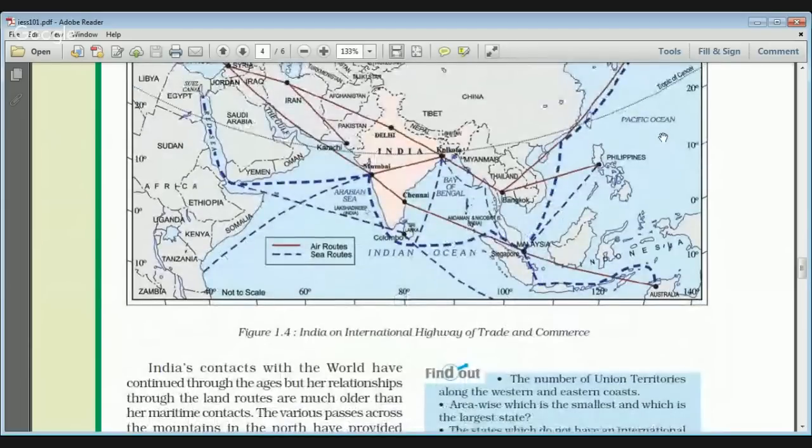This is a map showing India on the international highway of trade and commerce. Here you can see that India is centrally located, and India is in the middle of various trade routes, that is, the trade between Africa, Europe, as well as with East Asia and Southeast Asia. China's major trade also passes through the Indian Ocean, and around 70 to 80% of China's oil supply comes from the Indian Ocean through the Strait of Malacca.